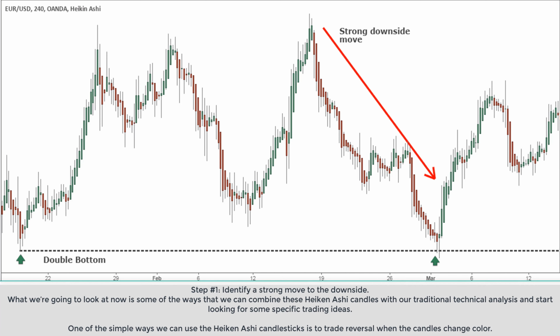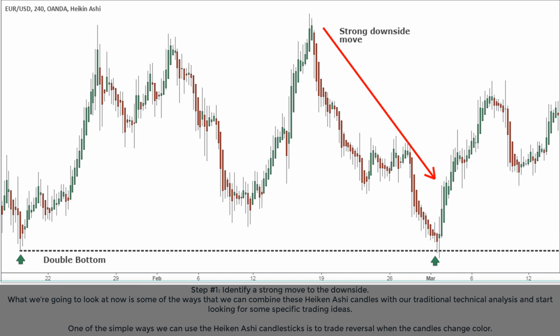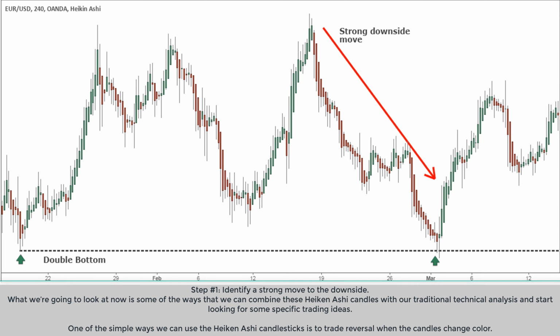Step 1. Identify a strong move to the downside. What we are going to look at now is some of the ways that we can combine these Heikin-Ashi candles with our traditional technical analysis and start looking for some specific trading ideas. One of the simple ways we can use the Heikin-Ashi candlesticks is to trade reversals when the candles change color.